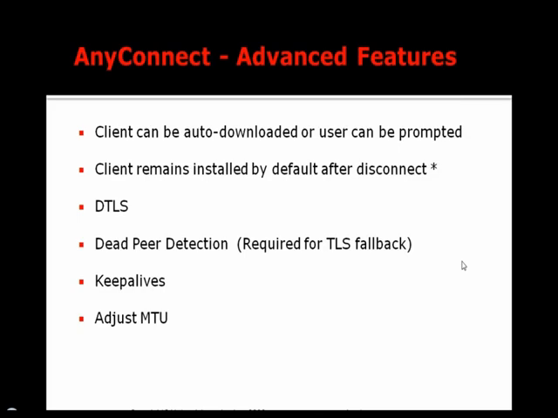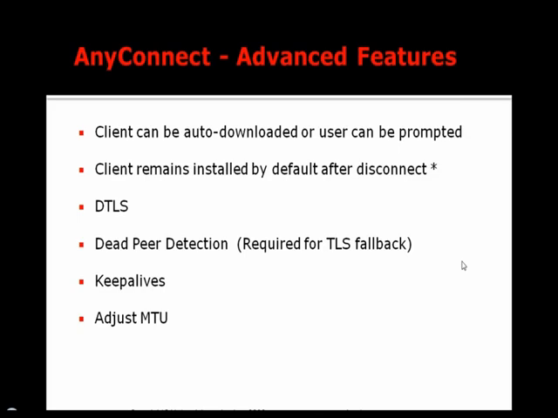Maybe there's some kind of idle timeout or some kind of timer on that translation table. These keep alives are sent from the client towards the firewall and say every so many seconds I'm going to send a keep alive packet, and that'll keep my translation table current long enough for me to keep my connection established as long as I need it to. So keep alives are important for NAT-T, or NAT traversal.